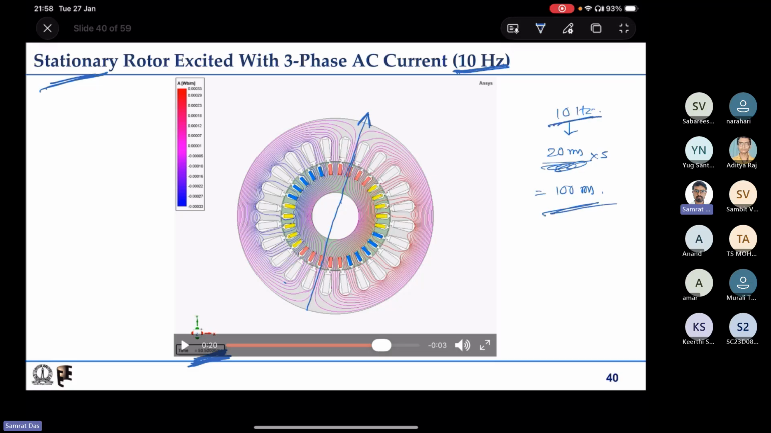Because we are exciting the rotor with 10 hertz excitation, and the rotor is stationary, the rotor magnetic field is rotating at speed corresponding to 10 hertz, which is nothing but 60 into 10, that is 600 rpm. So the rotor magnetic field is actually rotating at 600 rpm, that is corresponding to 10 hertz.